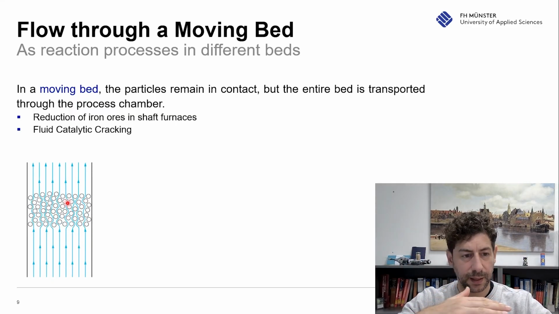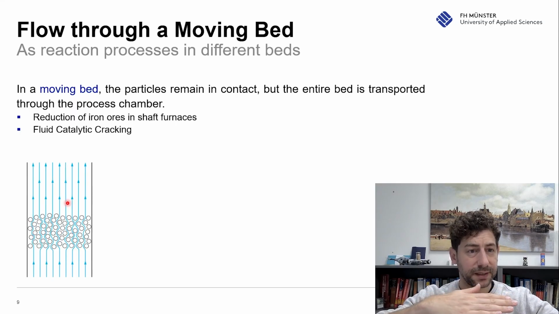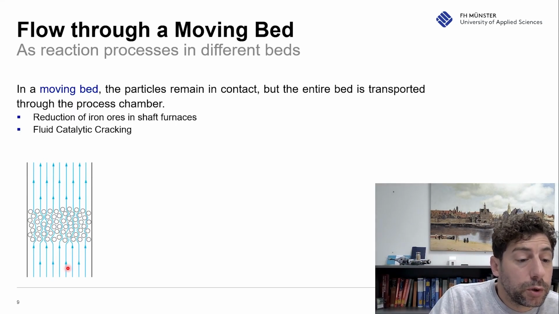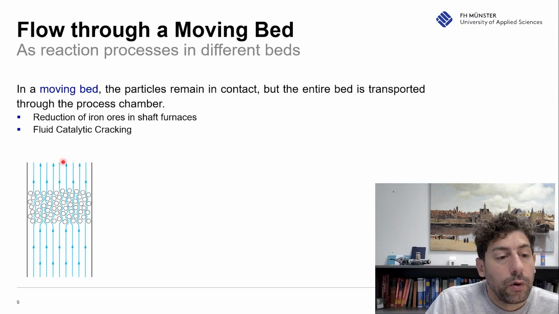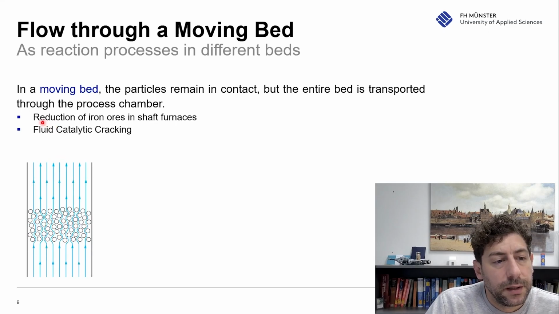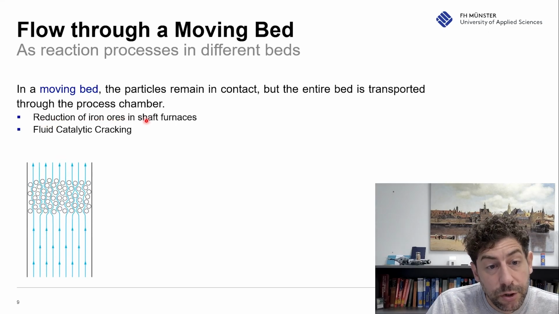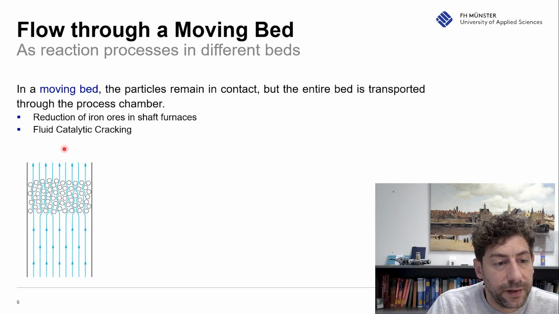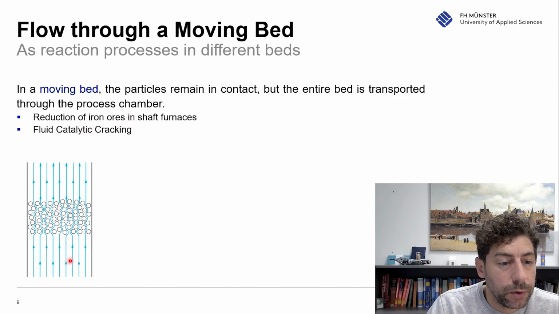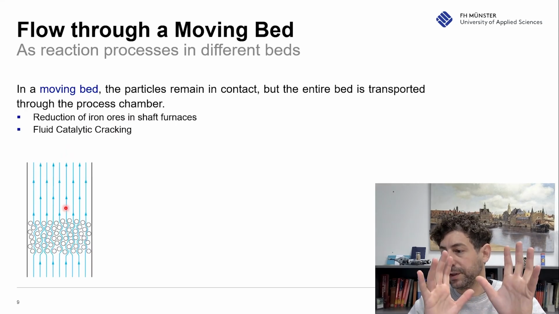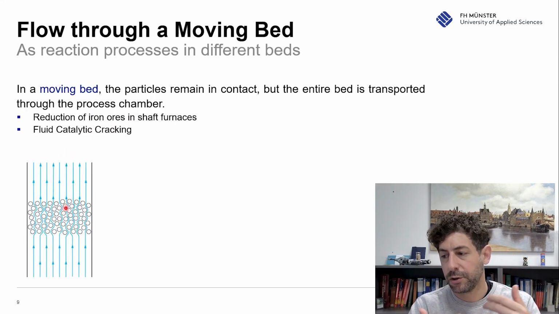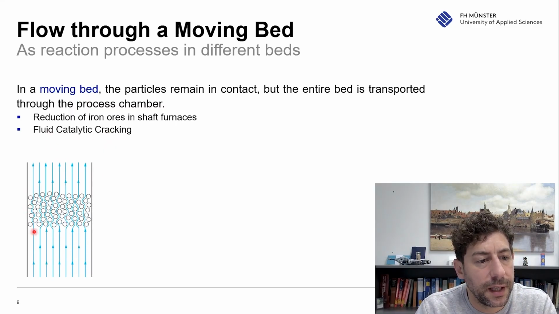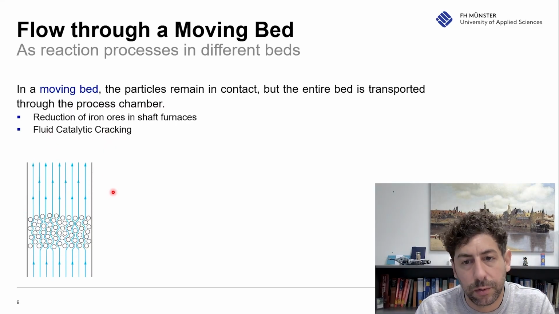The whole bed is somehow stationary or fixed, but it moves itself through the reactor. This could go upwards or also downwards. For example, in reduction of iron ore in shaft furnaces, the iron ore pellets fall downwards and the fluid goes upwards to decrease their velocity, and then there is a reaction to metallic iron. Also in fluid catalytic cracking, these kinds of beds are used.